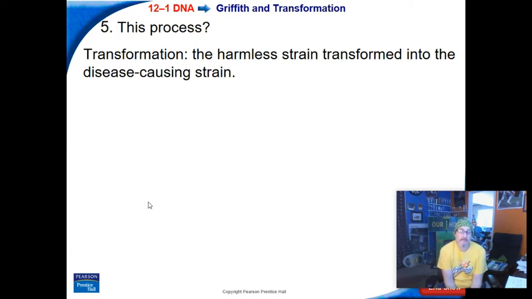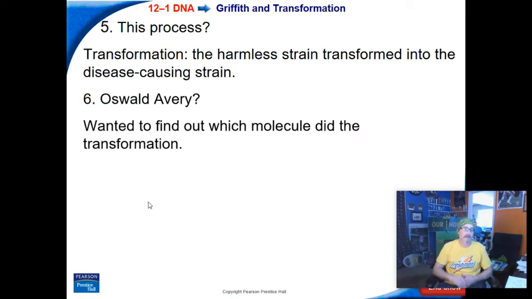Other scientists that came after Griffith helped explain what was the transforming factor, and they worked with bacteriophages, viruses that infect bacteria. But all Griffith knew is that transformation took place. He did not know that it was DNA that did the transformation. All right, that's what Avery figured out.